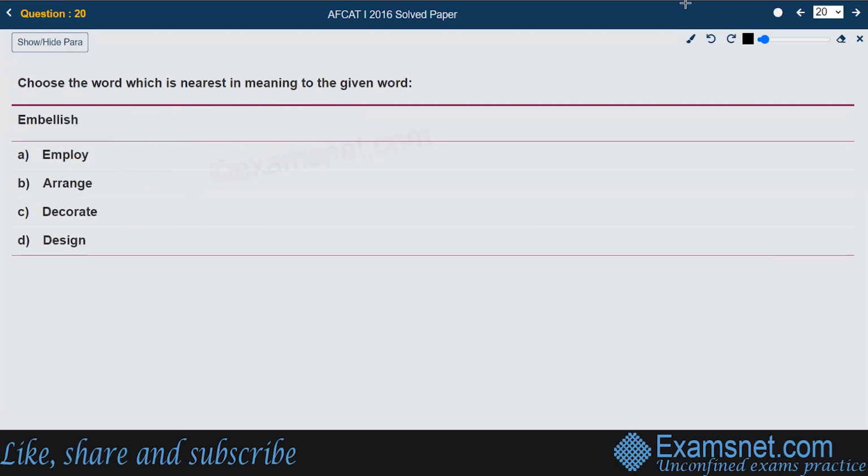Now choose the word nearest in meaning to the given word. Embellish. The word is embellish. The word embellish means to make something attractive by decorating it. So if you look at the options, the words are employ, arrange, decorate, and design. So the right answer is simply decorate. That is the right answer only, to decorate something.